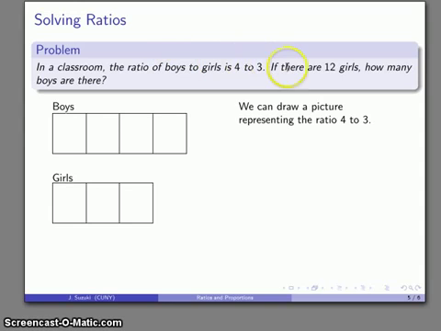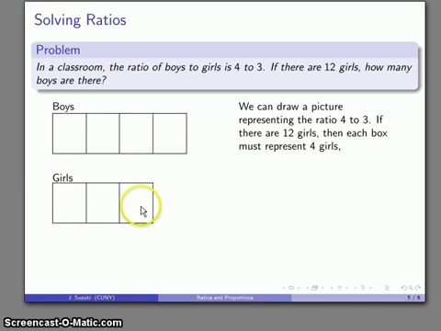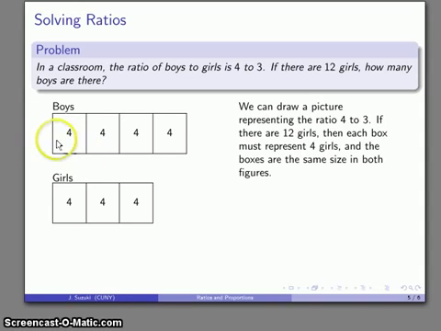So now what do we know? Well, we know there are 12 girls. So these three boxes down here must represent the 12 girls. And since each of the boxes is the same size, and there's 12 girls altogether, then each of those boxes must represent 4 girls. So now we have each box here representing 4 persons, so each box up here must also represent 4 persons. So there's 4, 4, 4, and 4, and at this point we can just count. There's going to be this many boys, altogether 16.